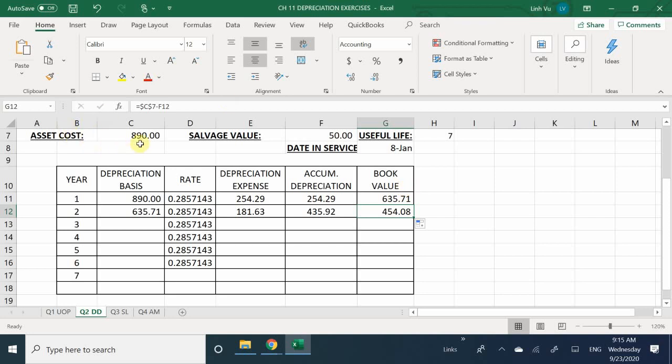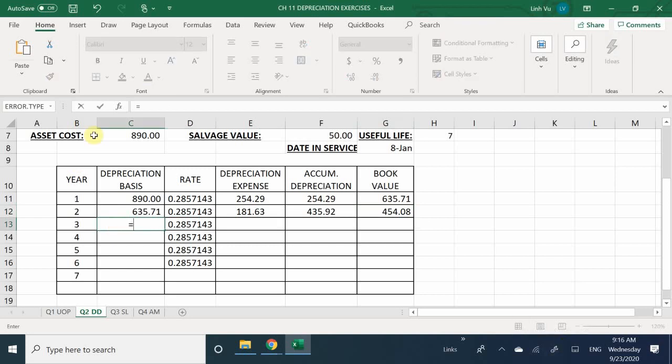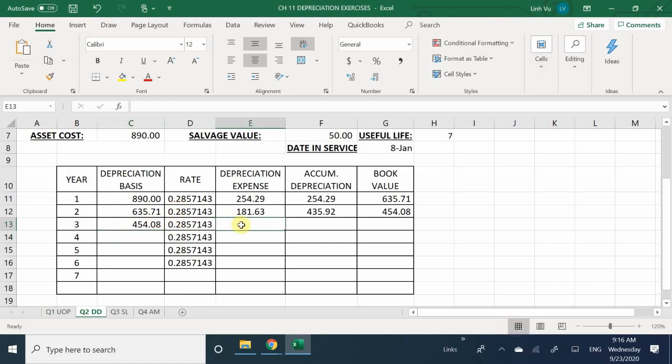So in this case, we're taking 890 minus 435.92, which is 454.08. Okay. Now that we have that number, what is going to be our depreciation basis for the third year? 454.08. Yes. And then what is my depreciation expense going to be for year 3?